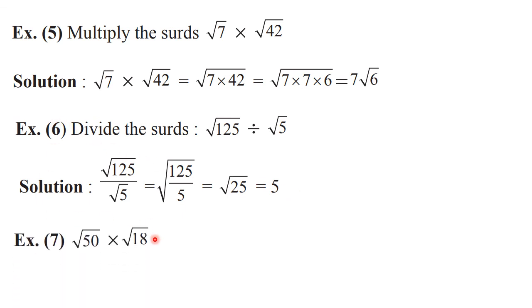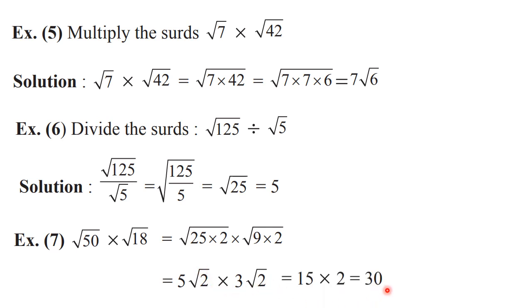One more example is given of multiplication. Root 50 into root 18. So here, first of all, they are expressed in the simplest form, because 50 we can write as 25 into 2, which is a perfect square, and 18 we can write as 9 into 2, and 9 is a perfect square. So when we express it in the simplest form, we can write this as 5 root 2, and this we can write as 3 root 2. So 5 into 3 is 15, and root 2 into root 2 is 2. So 15 into 2, 30 is the answer.